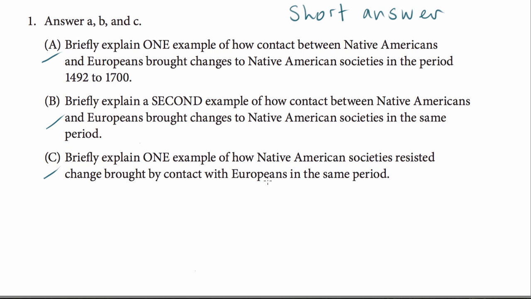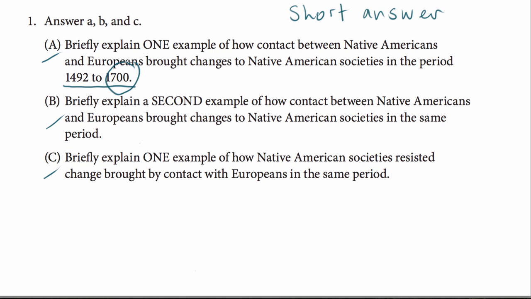A. Briefly explain one example of how contact between Native Americans and Europeans brought changes to Native American societies in the period 1492 to 1700. Now, this is really important. Making sure that you know the date range that you're being asked to write about is really key to giving a good answer, because we could talk about Native American history in American society right up to the present. So 1700 is our end date.